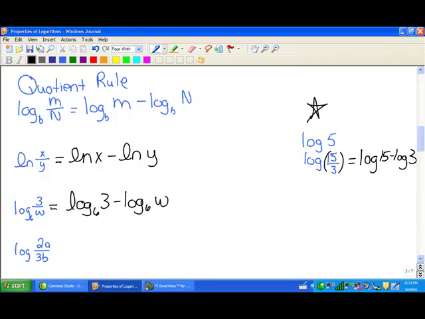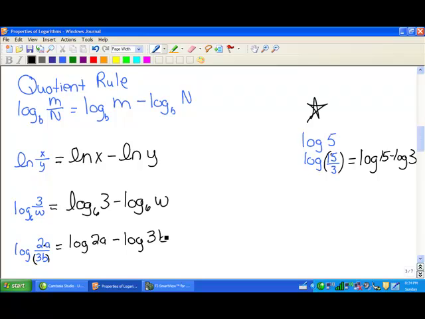Now we can put these two properties that we've learned together, the product and the quotient rule. Let's look at the log of 2a divided by 3b. You'll notice we have a product on 2 times a. We have a quotient because it's going to be divided by 3b. So if we use the quotient rule first, we'll have the log of 2a minus the log of 3b.